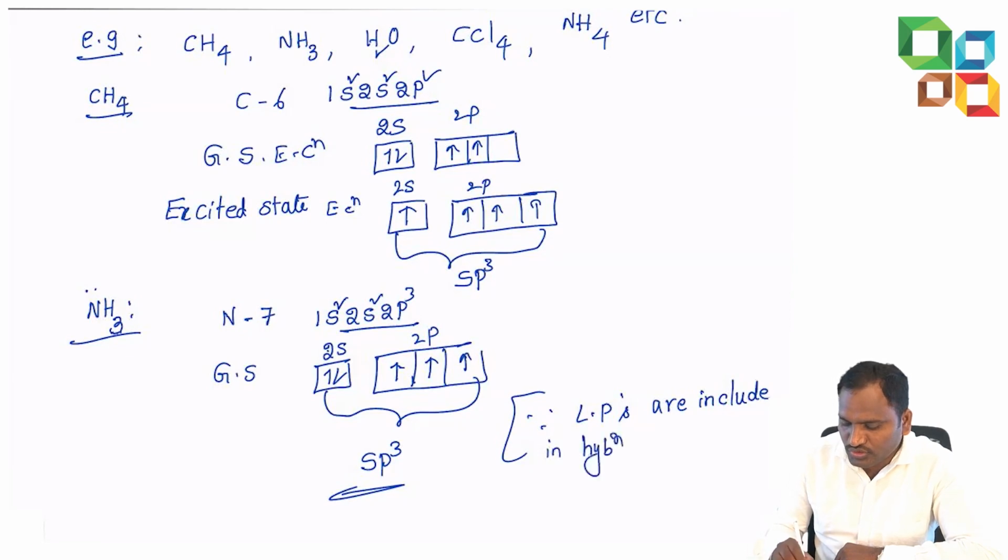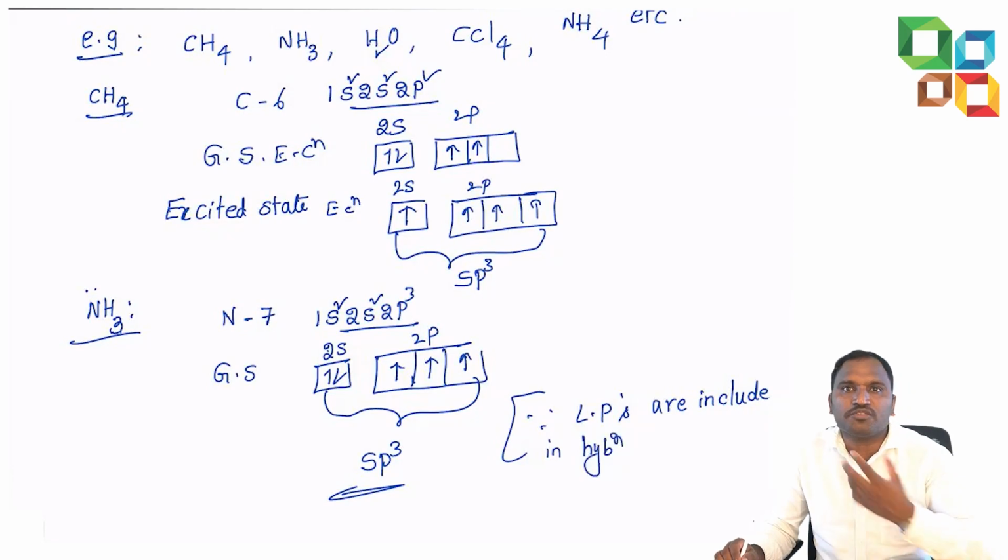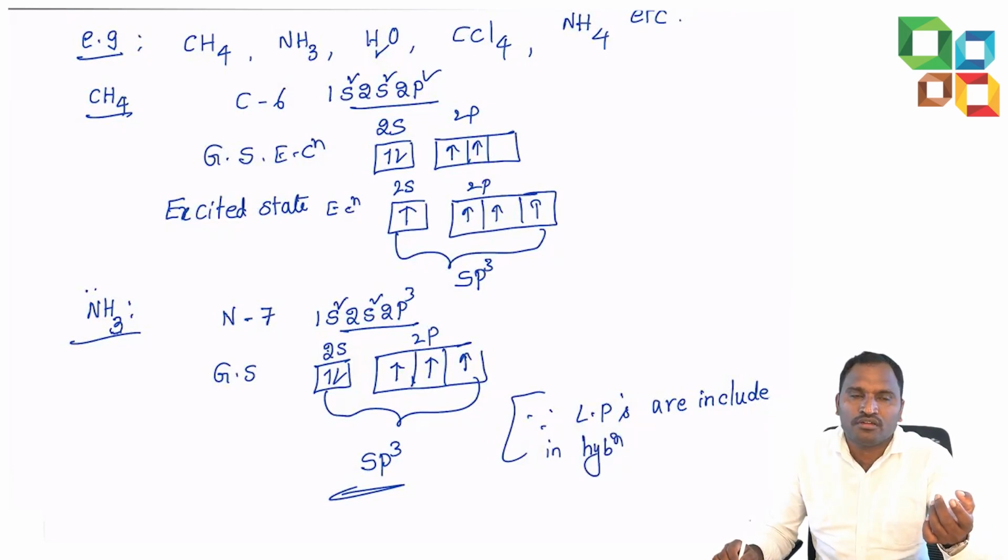So these 3 electrons will form 3 sigma bonds and 1 lone pair. 3 plus 1, 4. I told you, no, 3 plus 1, 4 means sp3 hybridization. 2 means sp hybridization. Got it, students?